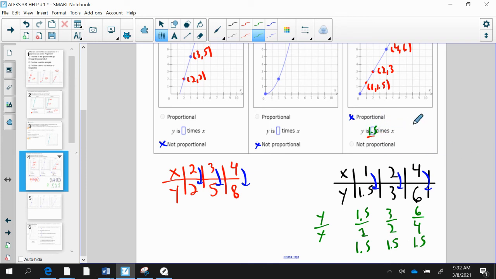You put a 1.5 there. And again, it's not on here, but if I did ask you to make the equation, you'd put y is 1.5 times bigger than x. Okay.